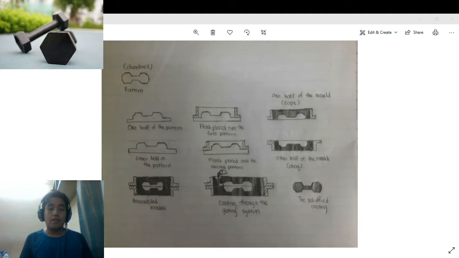So for this experiment, we are using a dumbbell as you can see on the left of the page, that we are using dumbbell as a metal example. So I give to my partner to present the steps for the experiment. Thank you.